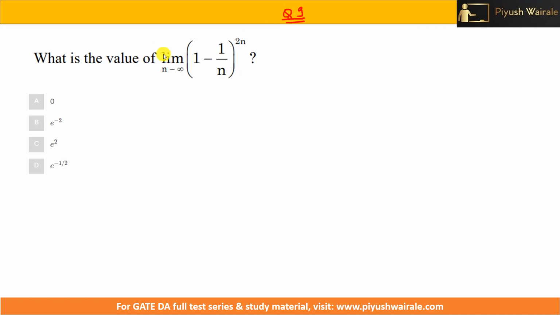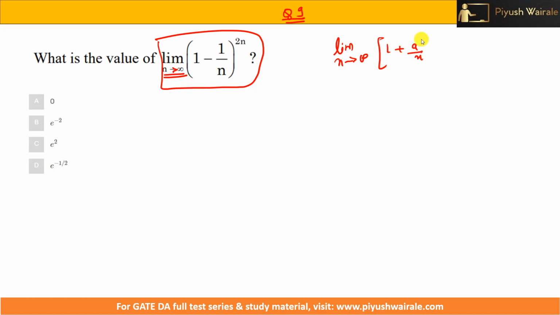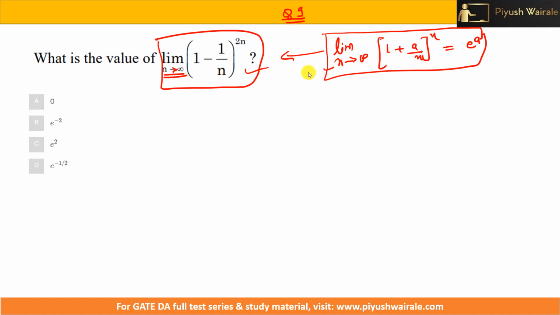What is the value of this particular limit? Here limit n tends to infinity, and this is a function. If you remember, if you have gone through the notes, we have one property: limit x tends to infinity of 1 plus a by x to the power x is e to the power a. You can check the notes. We can use the same property here, but we need to convert this into this form first. Here it is 2n, not x. So it should be n here, not 2n. We need to convert this 2n into this particular form.